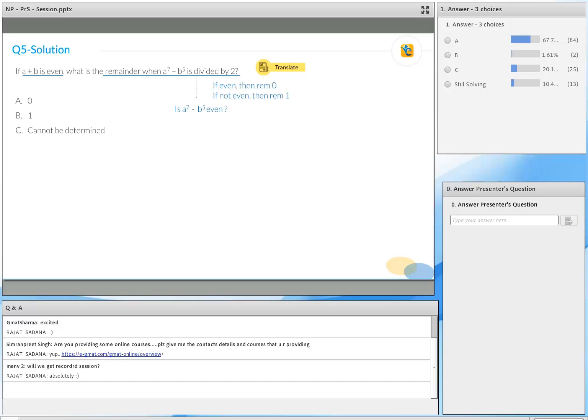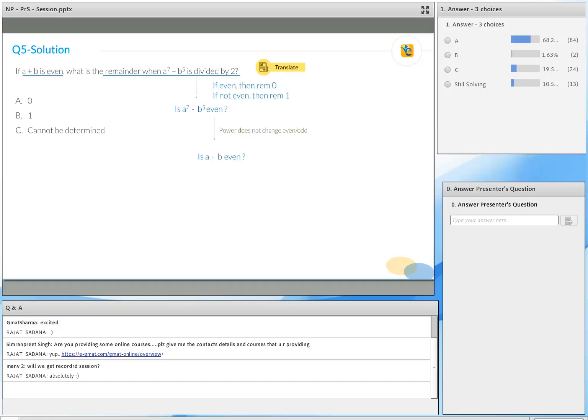In very simplistic terms, this is where you apply the process skill of translate. Instead of dealing with this language in the question, you have now converted that language into something more actionable. It's a lot easier for you to figure out the even odd nature of this term. Now you start to draw inferences. Power does not change the even odd nature, right?